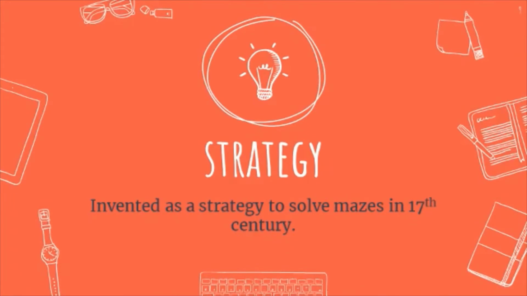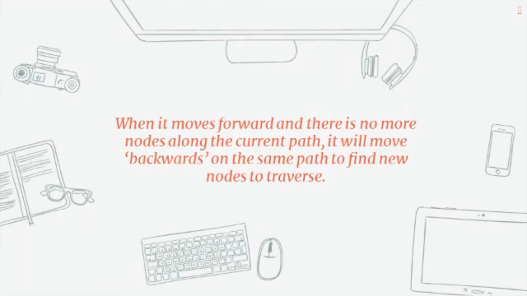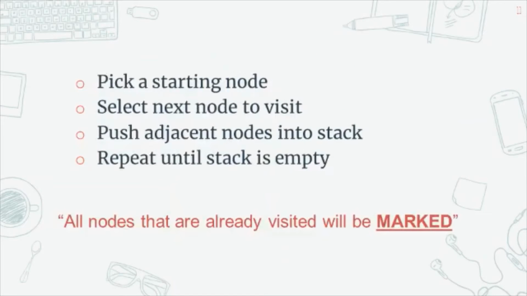It was invented as a strategy to solve mazes in the 17th century. Depth first search will visit graph vertices to an unvisited one, else it will backtrack if there are no more nodes. Backtracking means that when it moves forward and there are no more nodes along the current path, it will move backward on the same path to find new nodes to traverse. The second one is recursive, or it uses a stack.